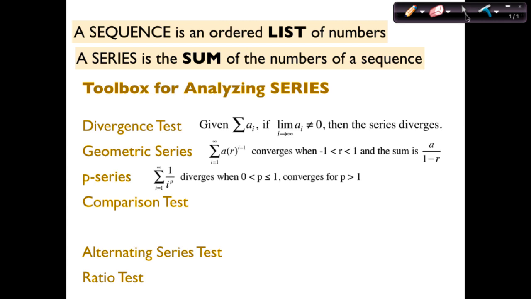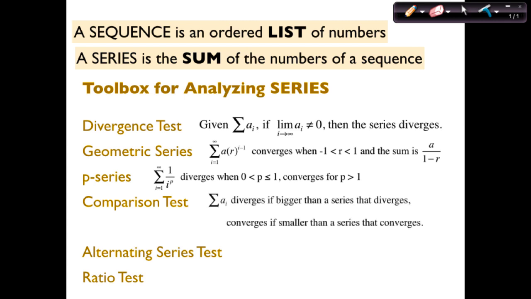Comparison test says that a series diverges if it's bigger than a series that diverges, that we know, right? And it converges if it's smaller than a series that converges. That's the comparison test. So we're comparing it to a known series. If we have one that diverges and ours is bigger than it, then ours diverges. If we have one that converges and the one we were working on is smaller than that, then it will converge. That's the headline there.